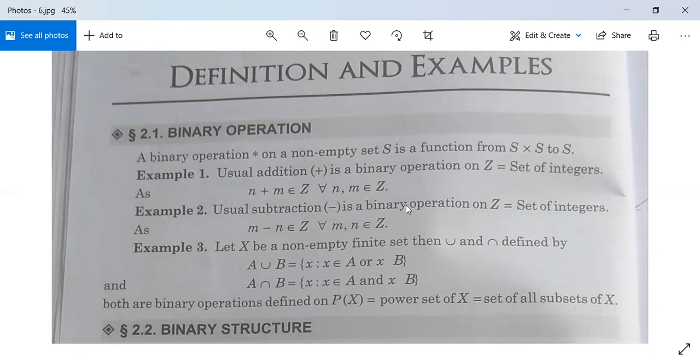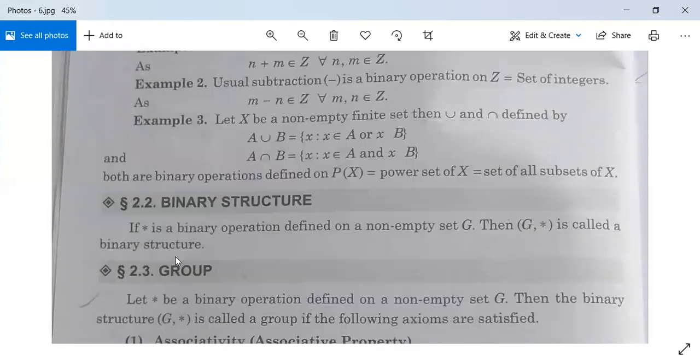Second, usual subtraction is a binary operation on Z, set of integers. For any two integers m, n in Z, m minus n will also be in Z. यानी कि दो इंटीजर का डिफरेंस भी सेट ऑफ इंटीजर में होगा. Another example, let X be a non-empty finite set, then union and intersection defined by A union B is equal to x such that x in A or x in B, and A intersection B is equal to x such that x in A and x in B. Both are binary operations defined on P(X). P(X) means power set of X, or you can say set of all subsets of X. So these are examples of binary operation.